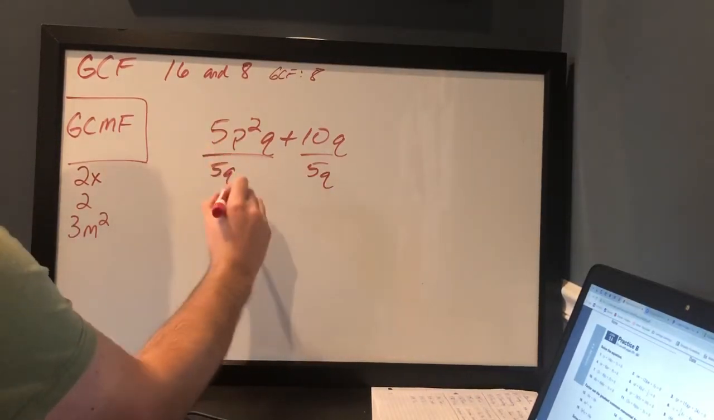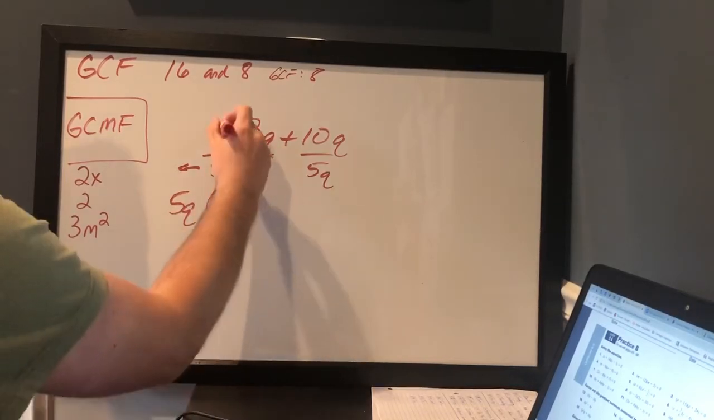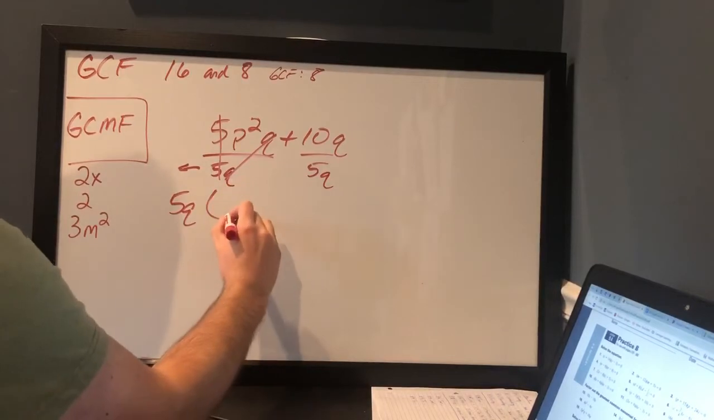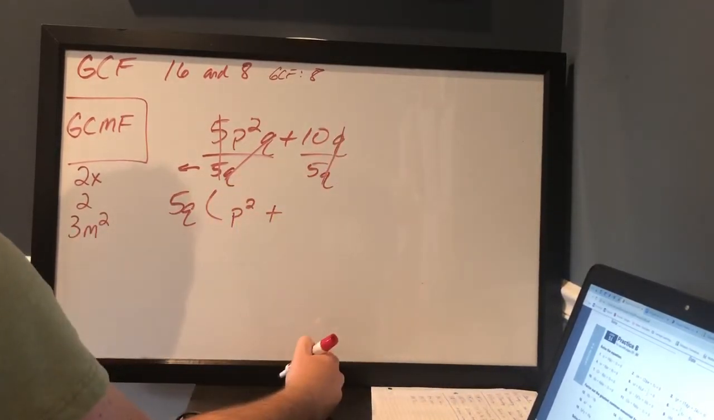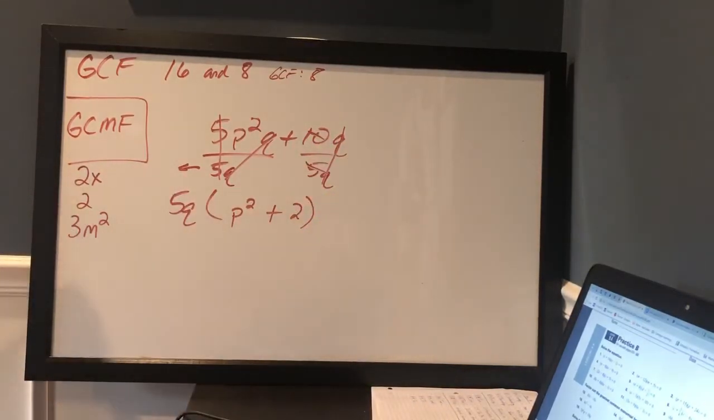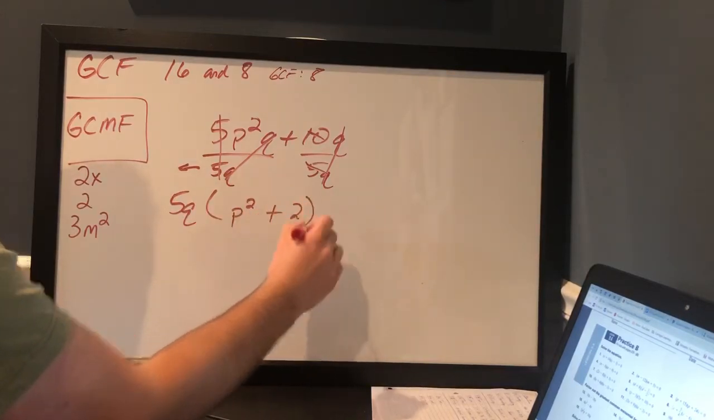So whatever's down here, again, remember, this is what you're taking out. 5 divided by 5, q divided by q, what's left? p squared plus, q and q cancel, 10 divided by 5 is 2. So that would be our answer by taking out the greatest common monomial factor. We would just write 5q times p squared plus 2.